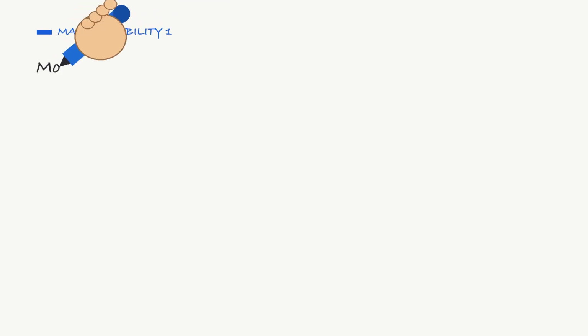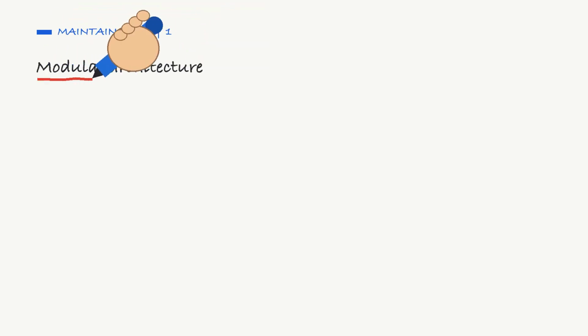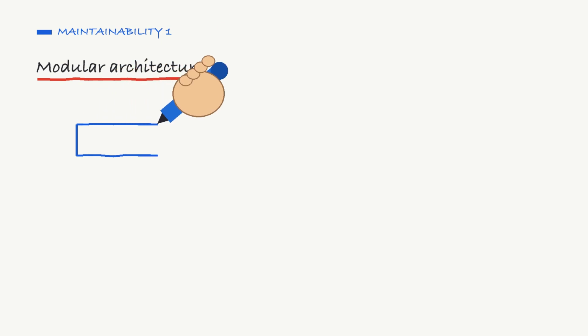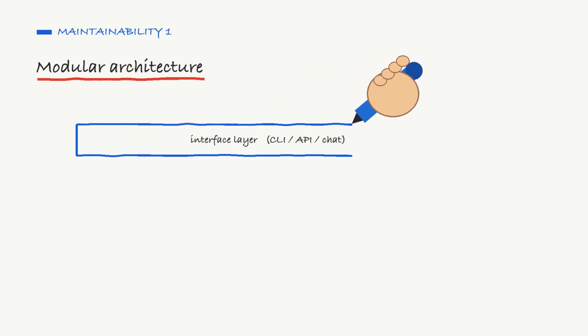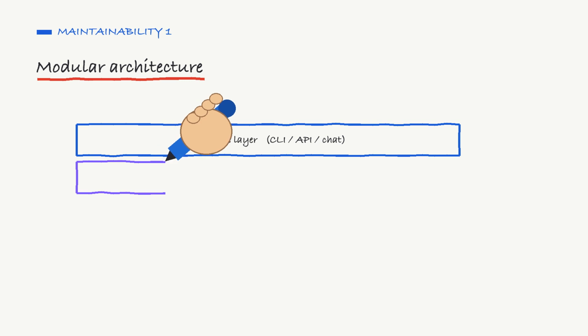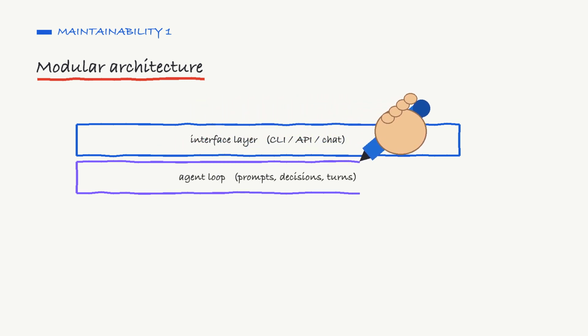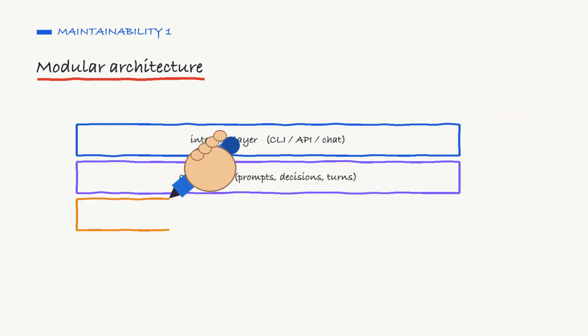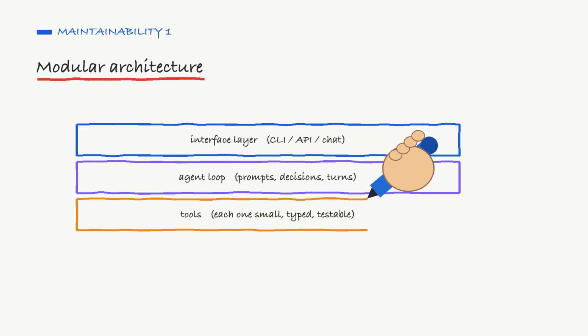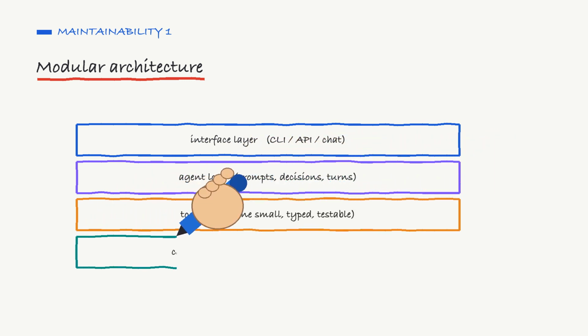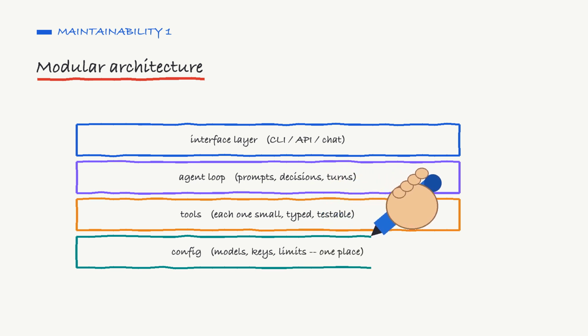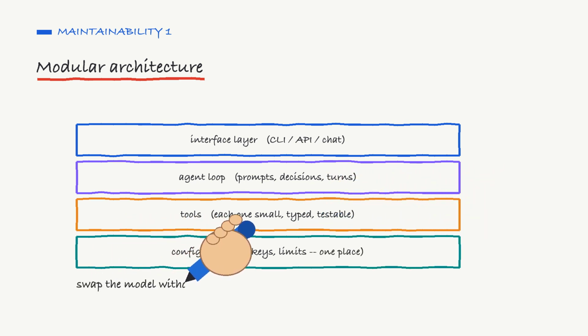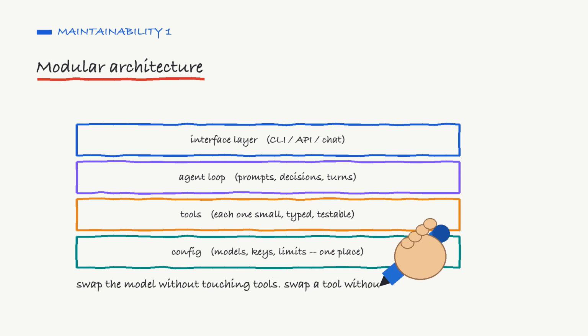Modular architecture means clean layers. The interface layer, CLI, API, or chat, knows nothing about prompts. The agent loop owns prompts, decisions, and turn limits. Tools are small, typed, individually testable units, and configuration lives in exactly one place. The payoff is surgical change. Swap the model without touching tools. Swap a tool without rewriting prompts. No spooky action at a distance.